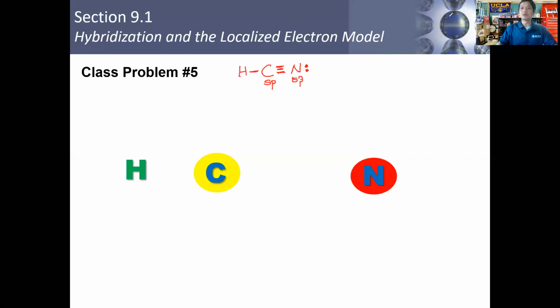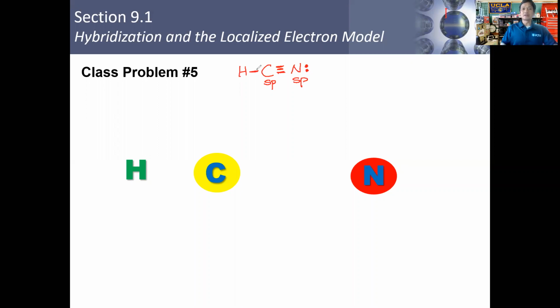And I'm sorry, let me clean that up a little bit. Whoops, sorry. Okay, sp hybridized nitrogen as well. Both of these here are sp hybridized. Sorry, what's going on here?